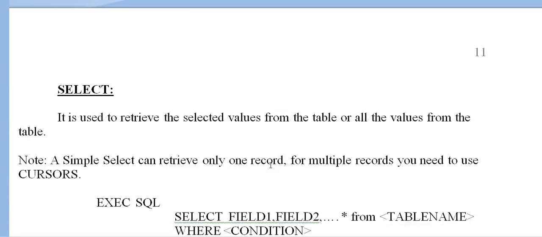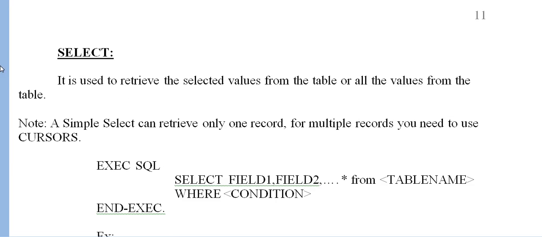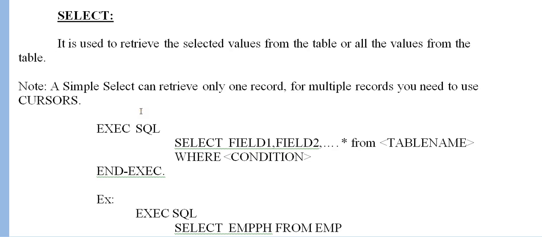And the last and final query is select. It is used to retrieve selected values from the table, or all the values from the table. The important note here is that a simple select can retrieve only one record at a time. If you want to retrieve multiple records at a time, you need to use a concept called cursor. I will explain cursors in detail in my further videos, and how powerful they are in real time.